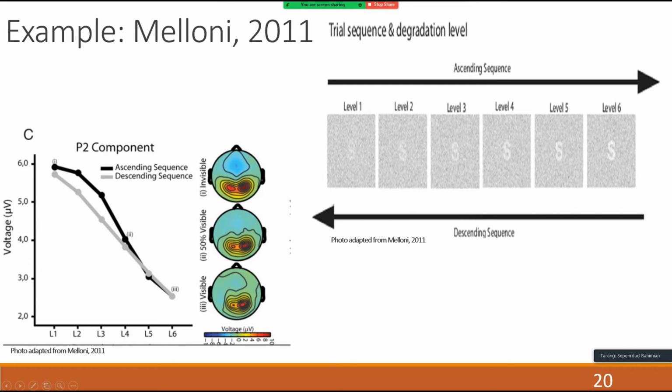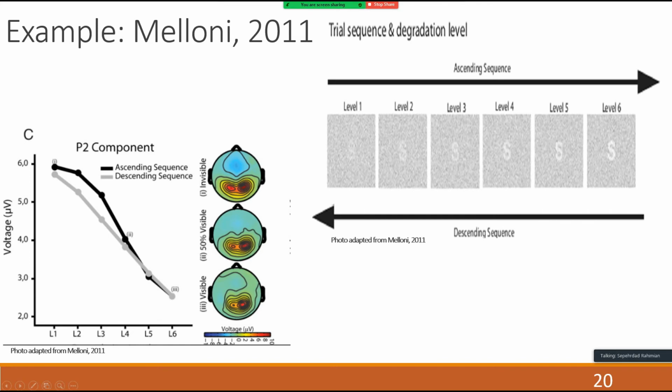The P2 component is directly related to the visual awareness negativity. It correlates positively, meaning that if there's an effect in the P2, there should be an effect in the VAN as well. What they saw is, this is the amplitude of the signal, and this is L1 to L6. When going in the ascending compared to the descending, there is usually a lower voltage, but only in cases where visibility is a little bit problematic. That's why they argued that it might not be related to conscious experience per se, but maybe the issue of visibility.